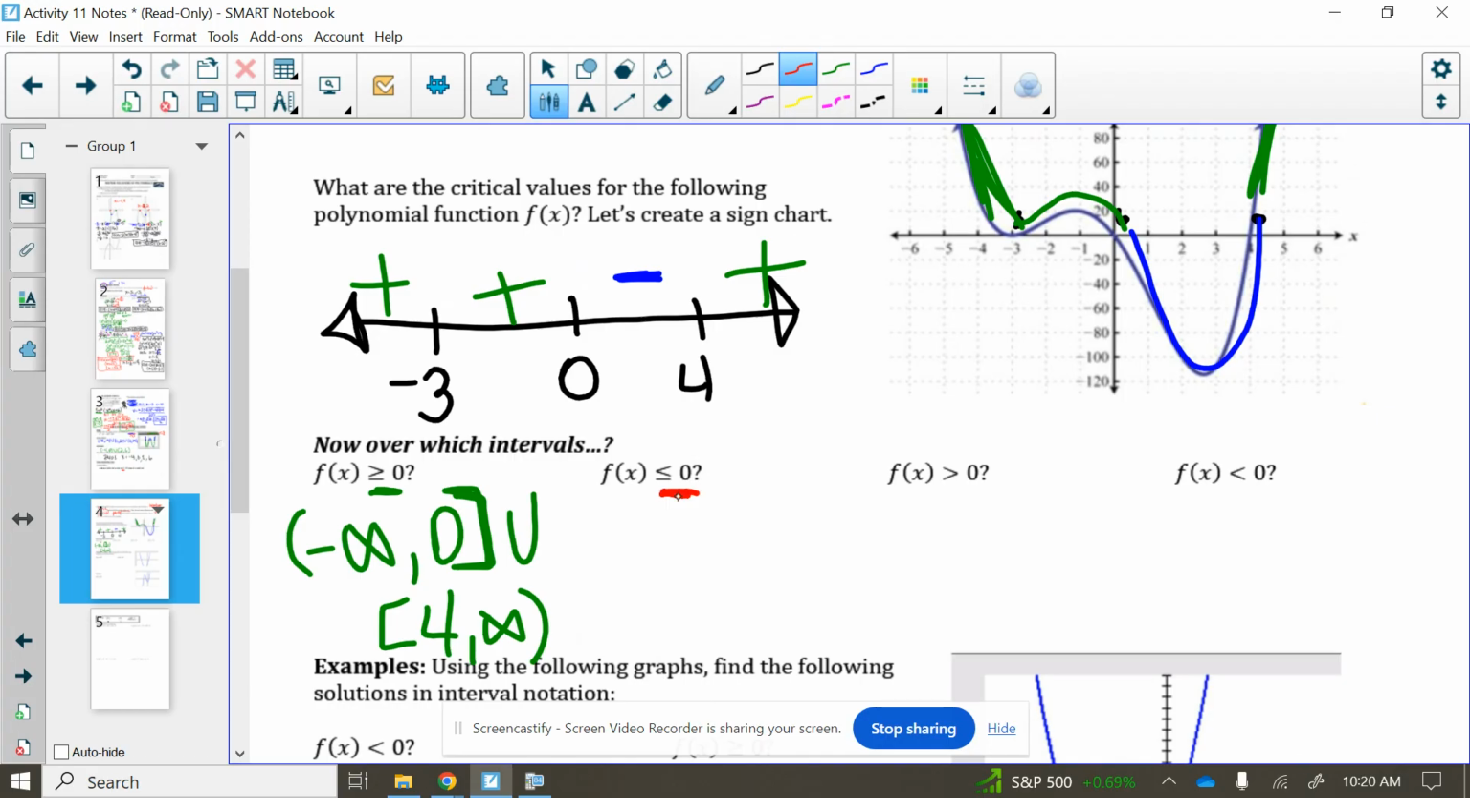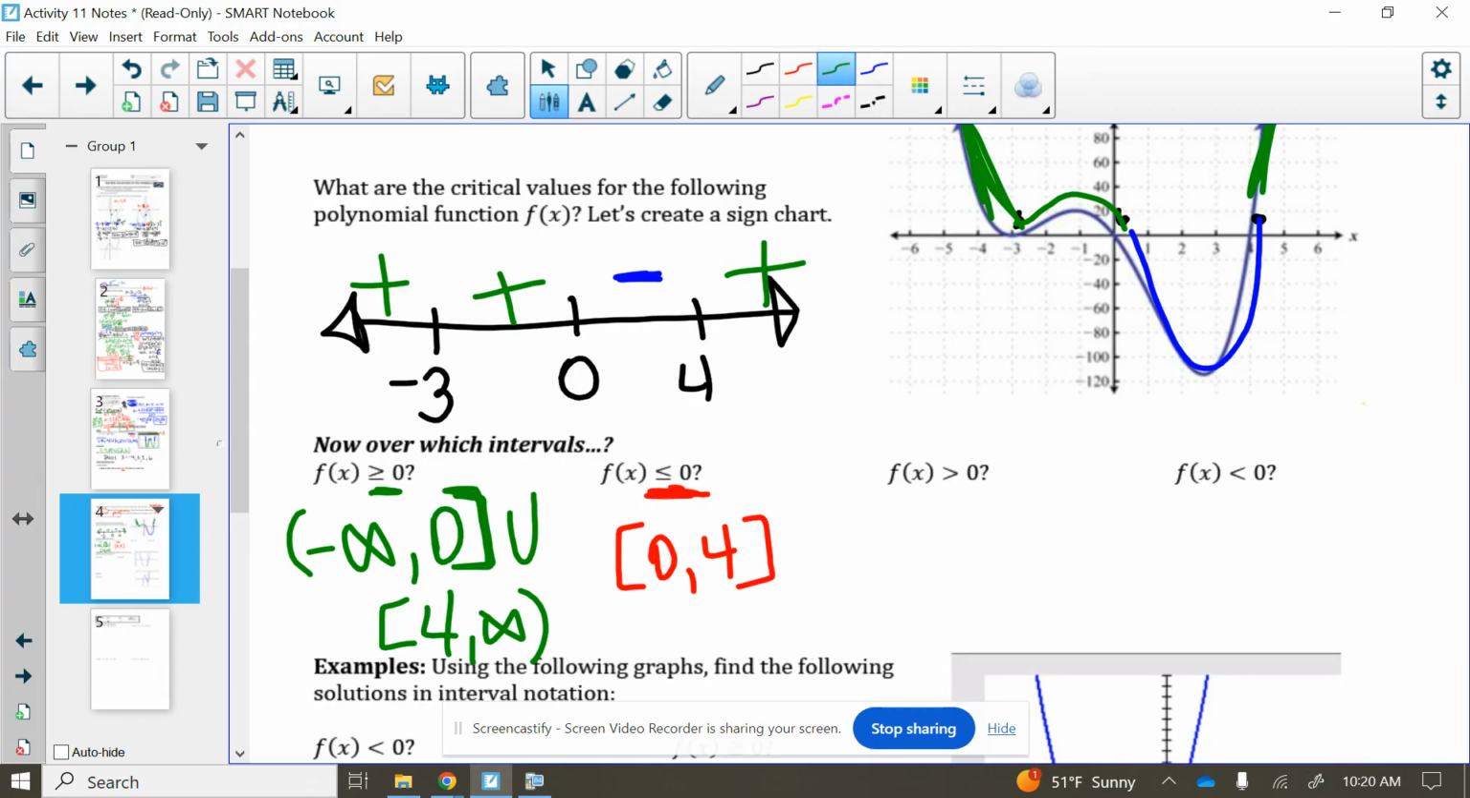So then our less than range for this is only happening where we see that negative piece. So from 0 to 4 bracket, because again, we're including the zeros this time, is where we are less than or equal to 0, aka below the x-axis.